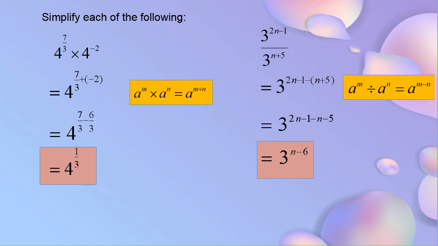Let's look at this question. 3 to the power of 2n minus 1 divided by 3 raised to the power of n plus 5. For division with the same base, you need to subtract the index. So you get 3 to the power of 2n minus 1 minus n minus 5. And you get the final answer 3 to the power of n minus 6.